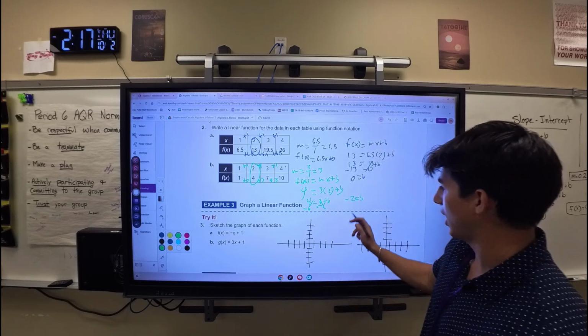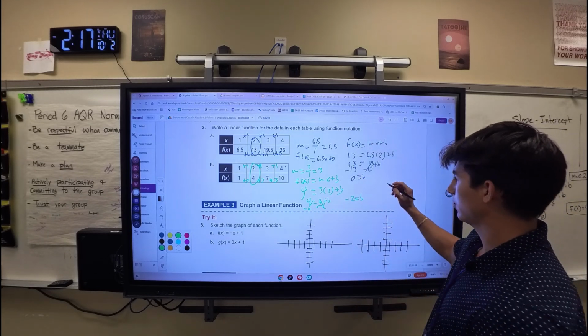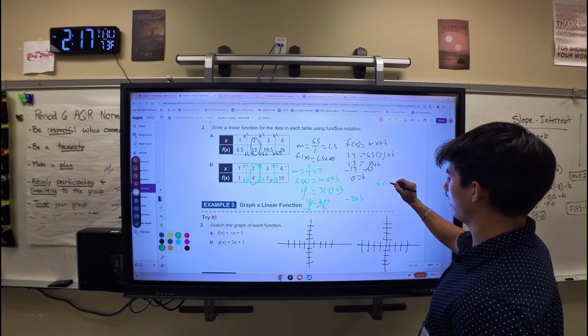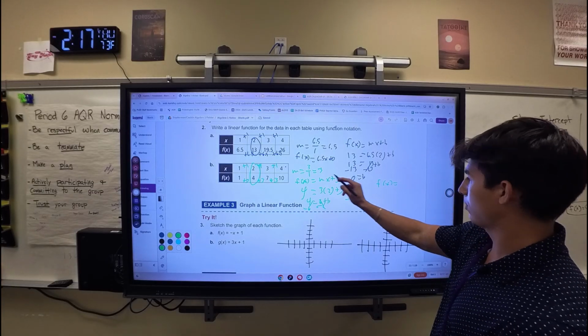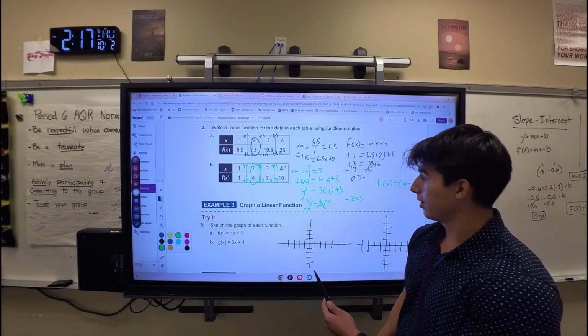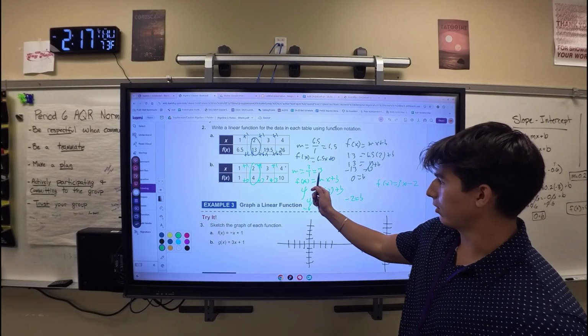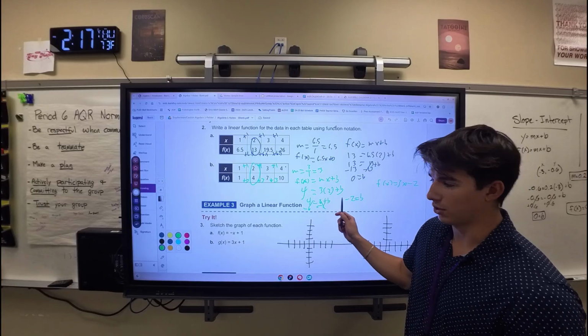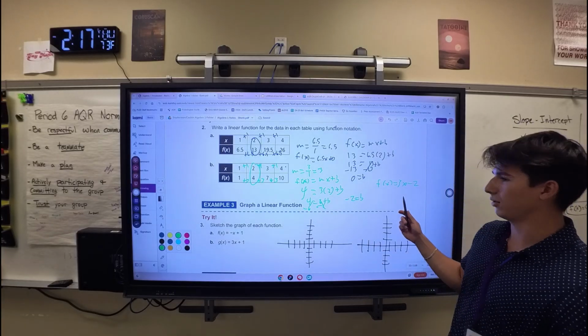And so from there, we have b and we have m already. So f of x equals 3x minus 2. And that's all we needed. We found our slope, and then we used it to find our y-intercept, and now we have our full equation right there.